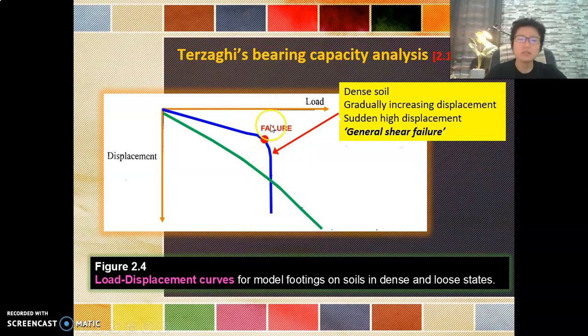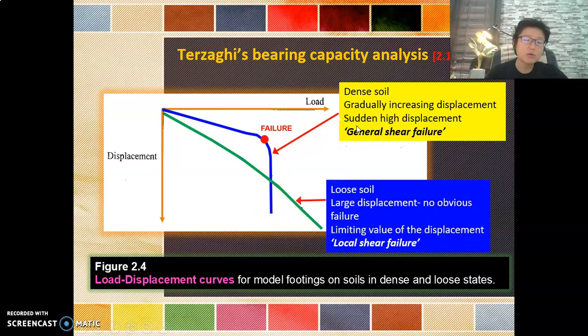So in this case, it will only happen if you have a dense soil, dense sand actually, and there's a gradual increase of displacement with load, as we can see here, and then suddenly there is a failure. See, a very sharp turning, sharp cornering, and it goes right down. And this is what we term as general shear failure.